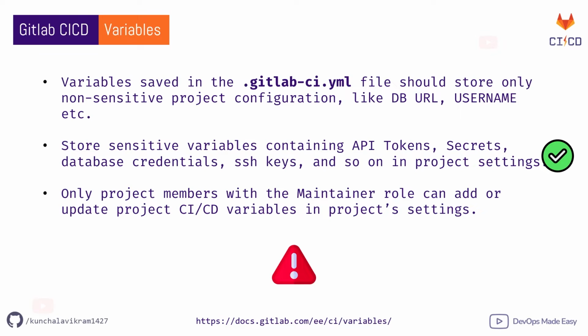Variables saved in this .gitlab-ci.yml file should store only non-sensitive information, because this GitLab CI file will be checked into the source code repositories, basically your GitHub or GitLab. So this should not have any sensitive information in the form of variables, like database passwords, etc. They should have only non-confidential data like URLs, usernames, that don't have any sensitive information. And in case of any sensitive variables, you can go for project level variables, where project level variables can only be defined and modified by the person who has the maintainer role. So these are much more secure.